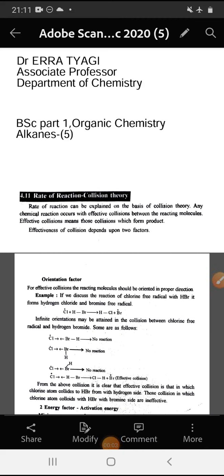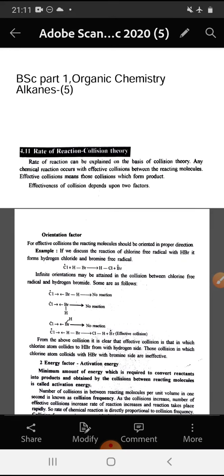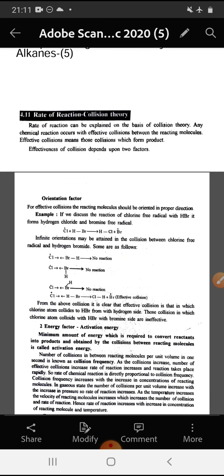In continuation of the last videos on alkanes of BSc Part 1 Organic Chemistry, in this video we are going to study about rate of the reaction and collision theory. Rate of the reaction can be explained on the basis of collision theory.